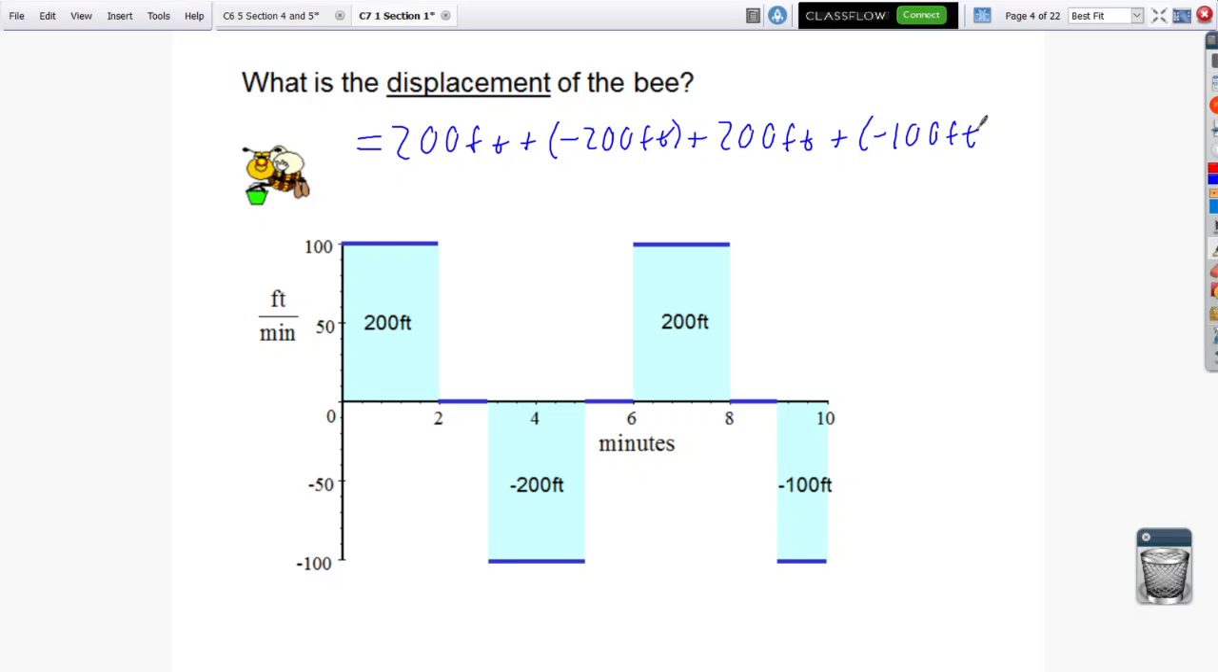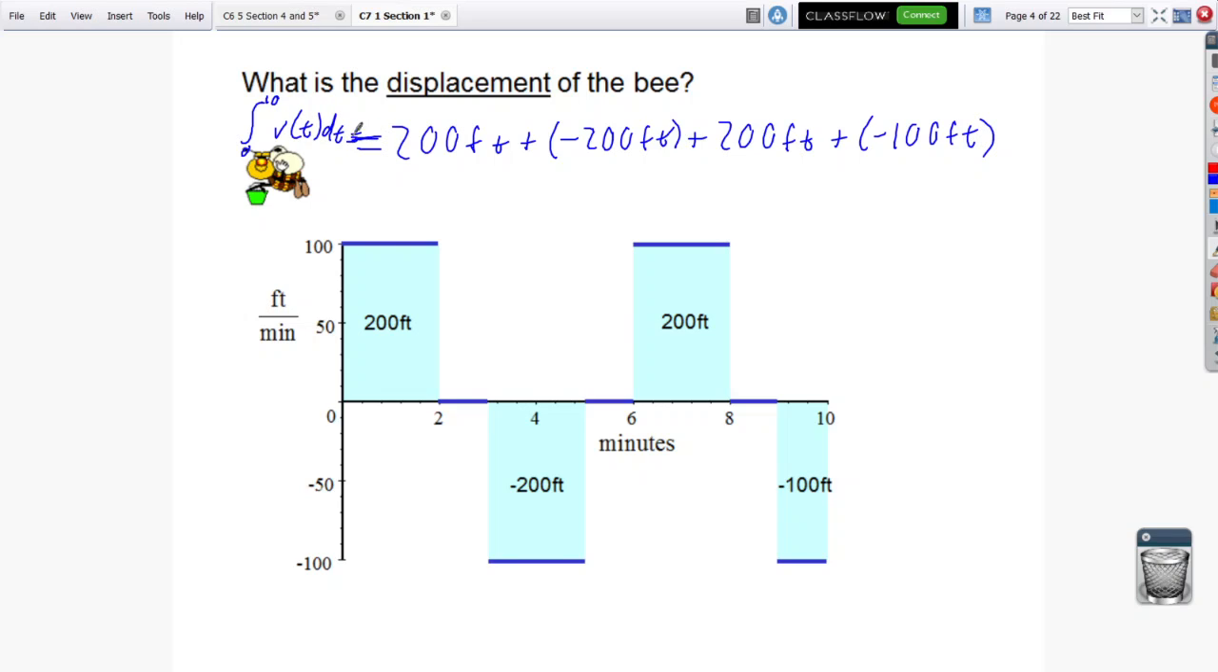This is the concept of the signed area. So our displacement is going to be that integral from the beginning of the journey to the end of the journey of our velocity.